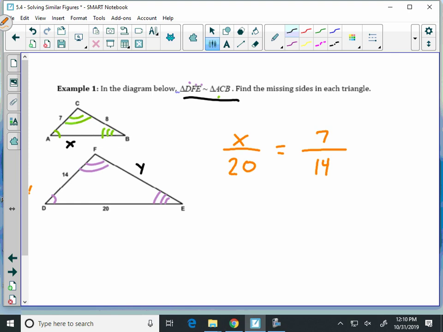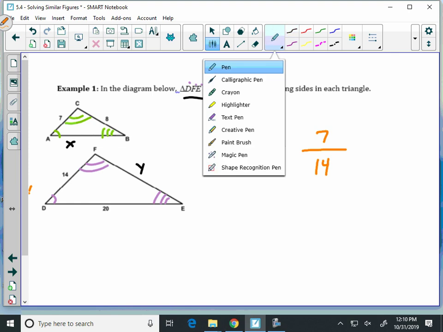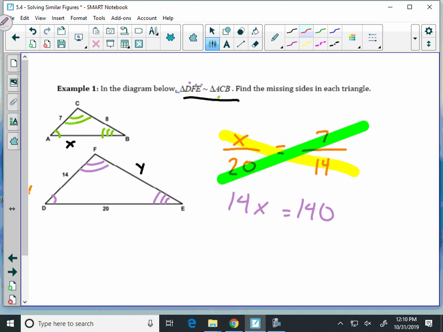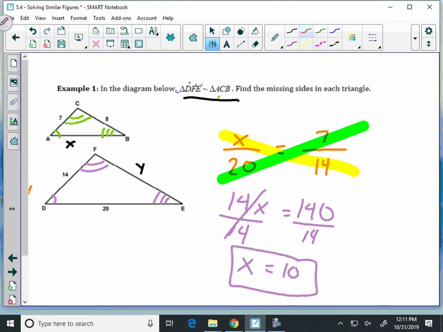How do we solve proportions? We did it at the very beginning of the year. Cross multiply. You should have had some practice on that on the Canvas practice. So we cross multiply. X times 14 is 14x. 20 times 7 is 140. To get x by itself, we divide 140 by 14. So x is equal to 10. Good, that's the length of that side.